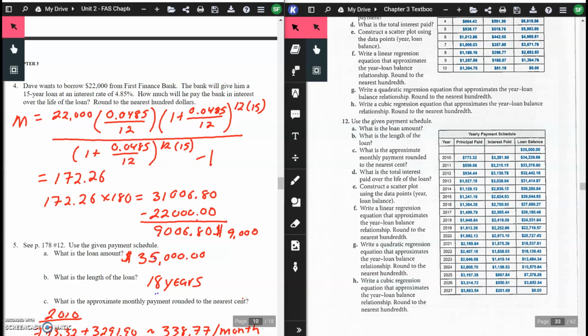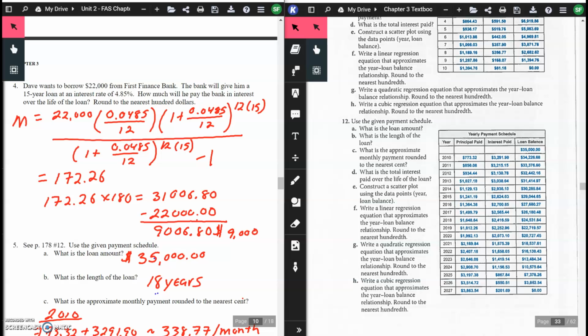Dave wants to borrow $22,000 from First Finance Bank. The bank will give him a 15-year loan at an interest rate of 4.85%. How much will he pay the bank in interest over the life of the loan? Round to the nearest $100. Okay, so again, principal $22,000, so that goes in for P. Your R, your interest rate is 4.85%, as a decimal is 0.0485. Your length T is 15. And all the rest, the 12 stay in. That's part of your formula. So work all that out using your calculator, or go on that link and you can find out your monthly payment is $172.26.